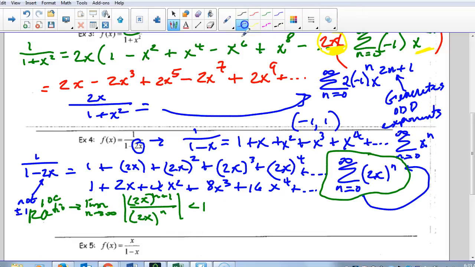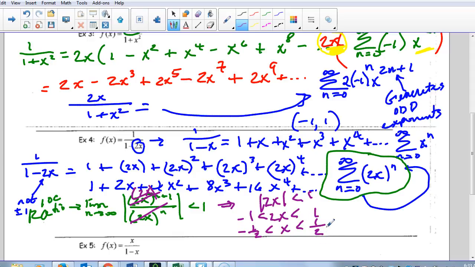Well, these guys are going to cancel, right? 2x to the n and 2x to the n, and I'm going to be left just with a 2x on top. So this is going to generate 2x in absolute values is less than 1, which means it has to be between -1 and 1. Divide everything by 2. So x is going from -1/2 to 1/2.